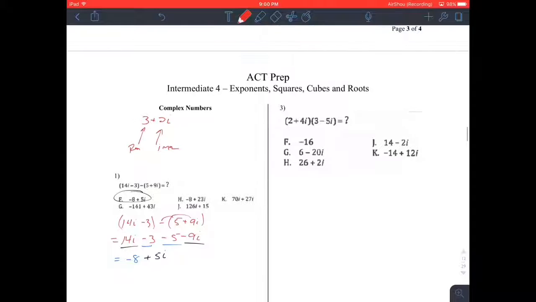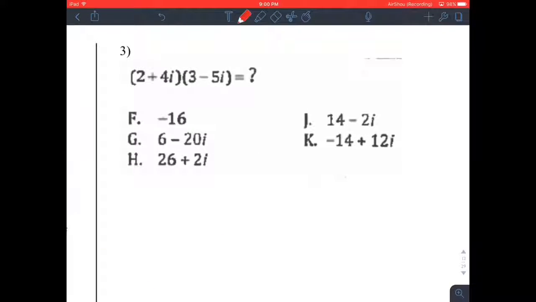Oh, we're getting close. Number 3 here, we're going to use the distributive property, the FOIL method, whatever you want to call it. Call it lots of things. Just call it straight up multiplication if you want. We are going to multiply the 2 times the 3 and get 6, 2 times the minus 5i and get negative 10i, 4i times 3 is 12i, and 4i times a minus 5i is negative 20i squared.